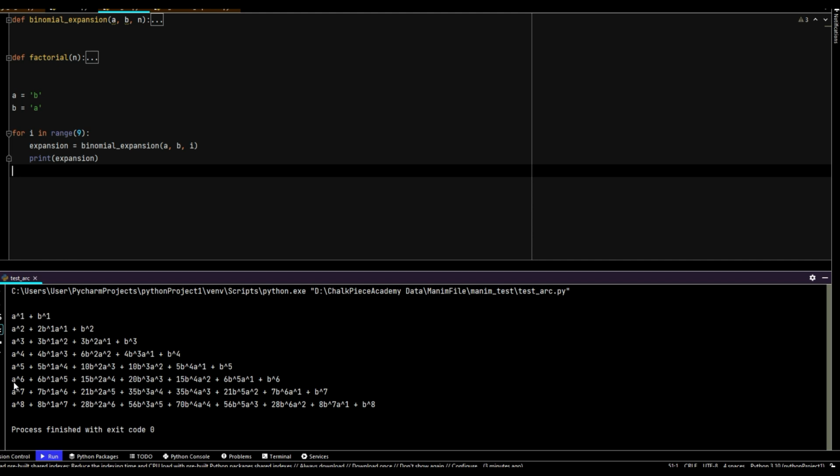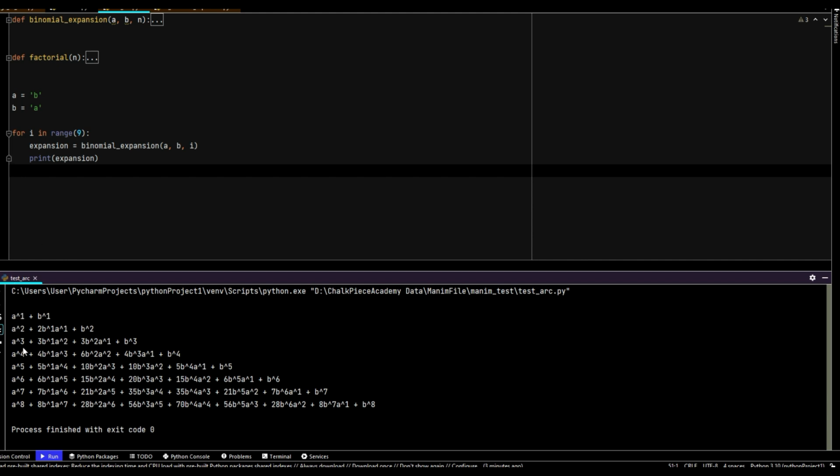Let me take a plus b whole to the power of 6, that is. So a to the power of 6, a to the power of 5, 4, 3, 2, 1, and here it is a to the power of 0. The last expression: 8, 7, 6, 5, 4, 3, 2, 1, 0. So the powers have a very particular pattern.